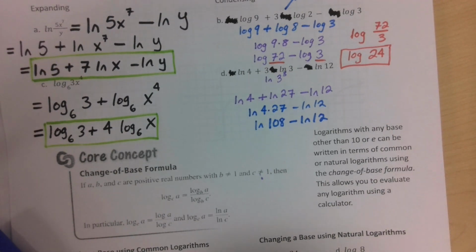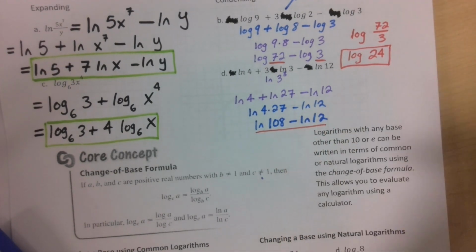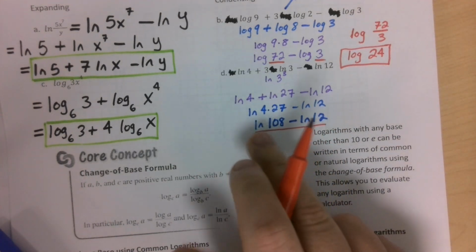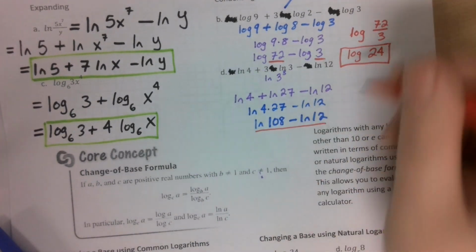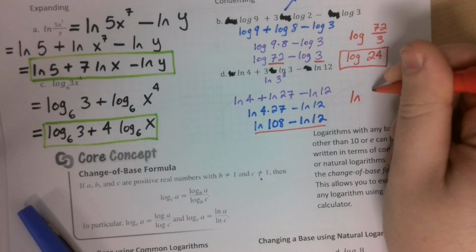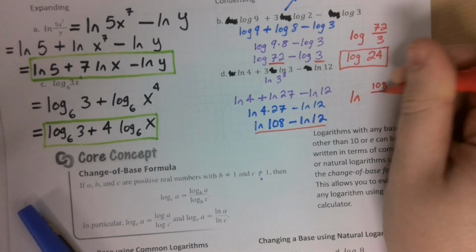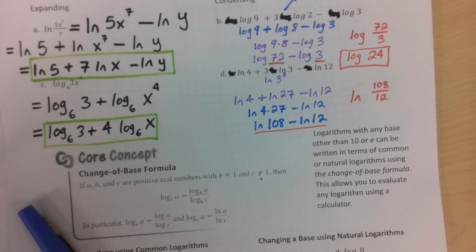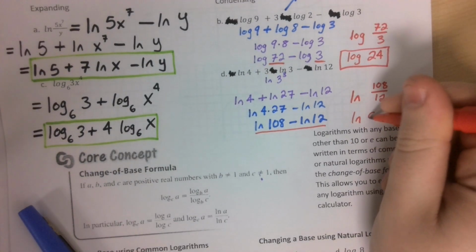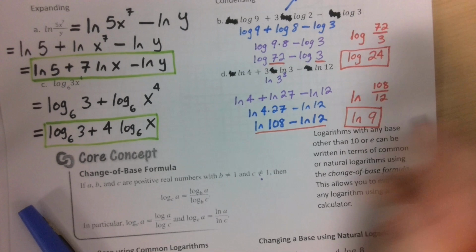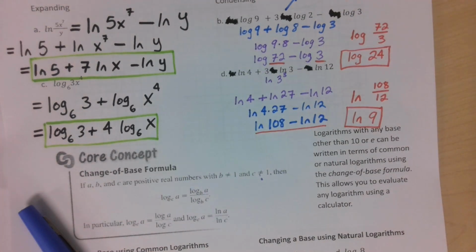All we need to do now is use our quotient property. Whenever you have two terms being subtracted, put the first one on top, put the second one on bottom. So this is the same as the natural log of 108 over 12. And what is 108 divided by 12? 9. This entire thing is just the natural log of 9. Very nice.